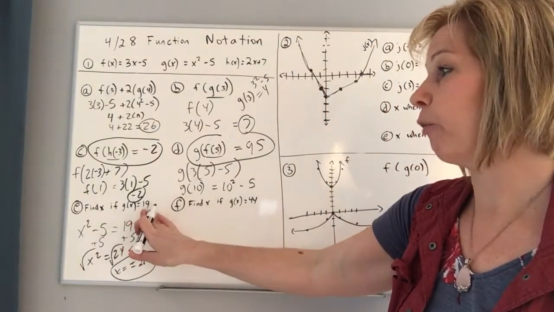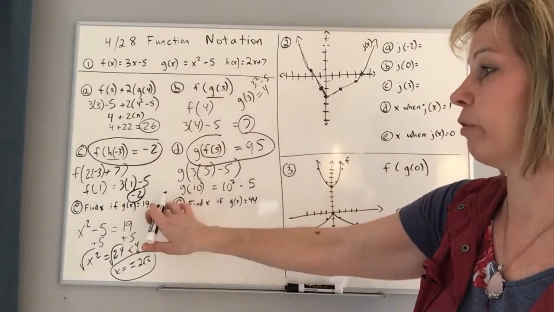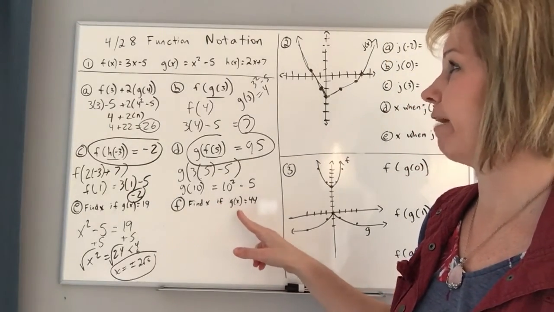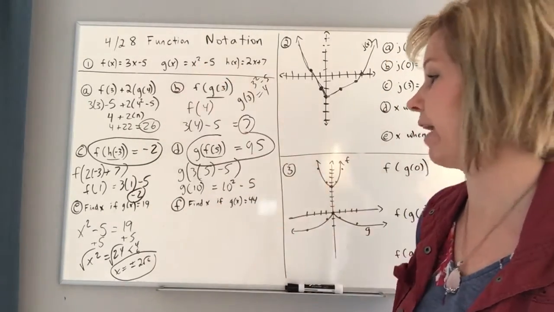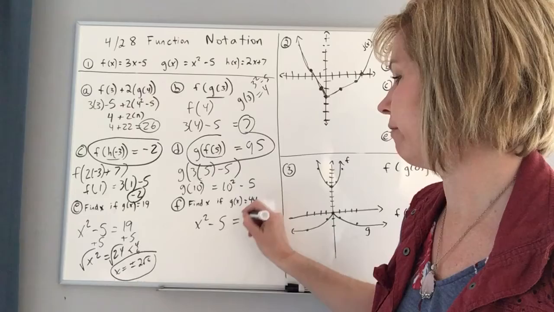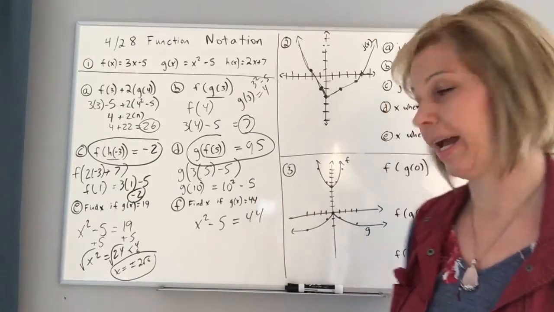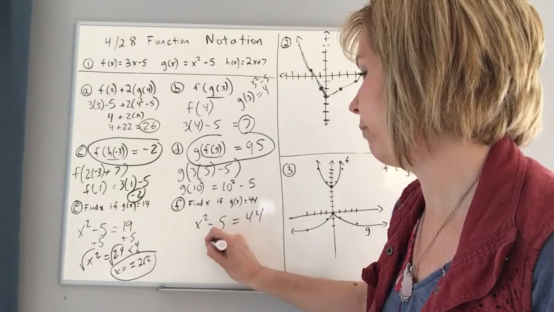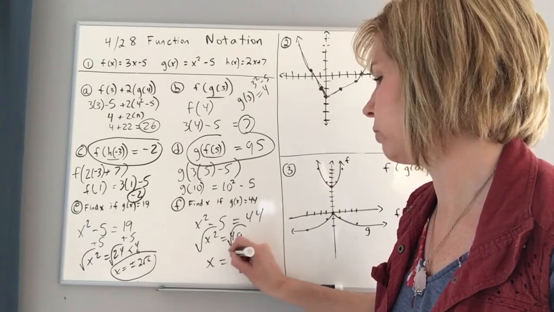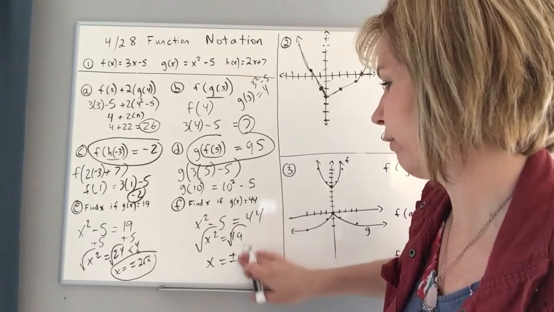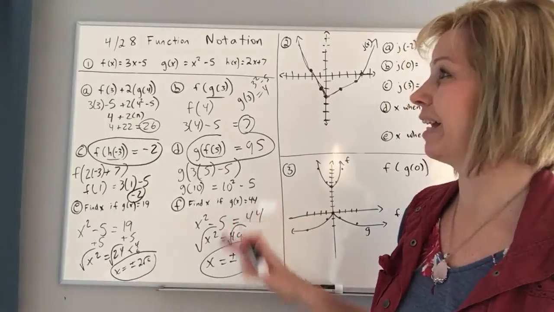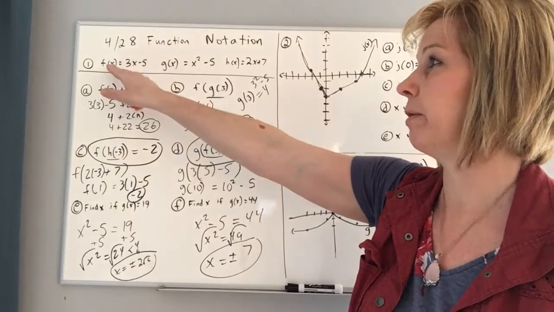Okay, so if you know your output, set your function equal to that output. So for f, find x if g of x, so again, we're looking at g of x, is 44. So x squared minus 5 equals 44. Okay, and then solve. Add 5, we get x squared equals 49, and then the square root. X would equal plus or minus, what's the square root of 49? 7.